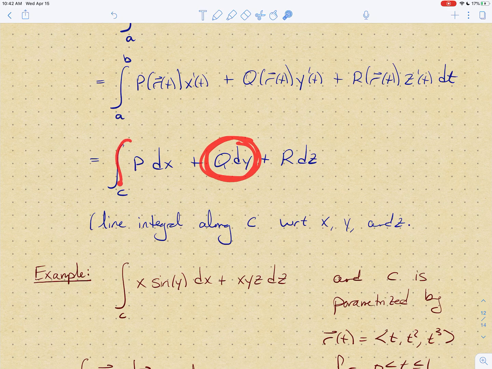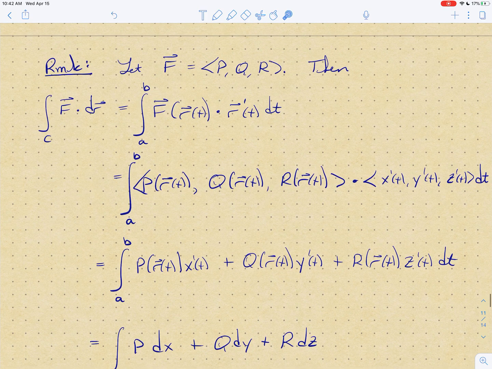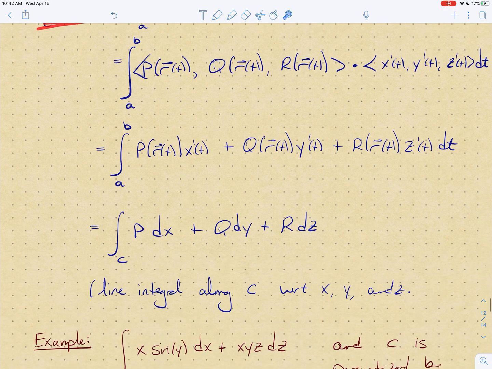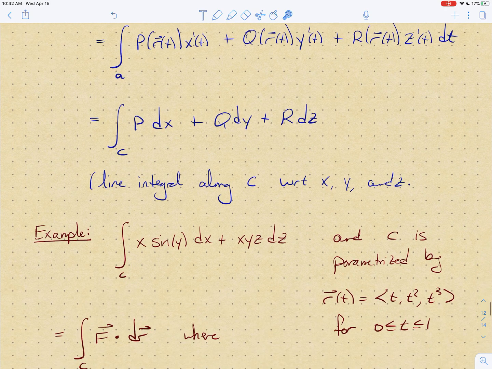Let's do Q dy. If I want to do the integral along C of Q dy, I would say it's the integral from a to b of Q(r(t)) times y' dt, which is exactly what we have. So it turns out that if you add up the line integral along C of the component functions, P with respect to x, Q with respect to y, R with respect to z, then you do indeed get a line integral of a vector field. I said at the beginning, these individually don't have a nice physical interpretation, but they're a part of line integrals of vector fields, which you can interpret as work.